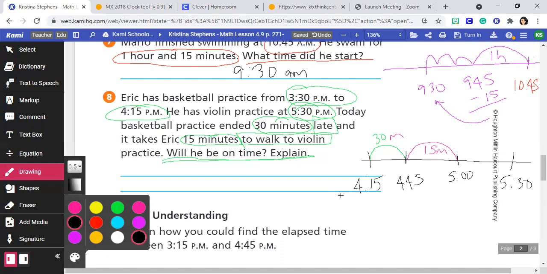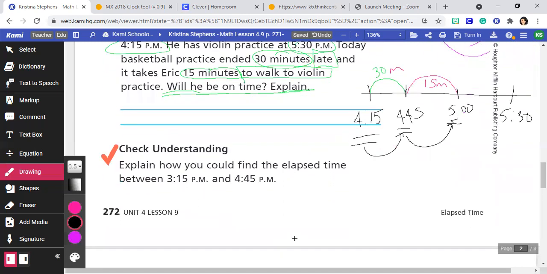So practice let out late, and he actually left at this time. It took him 15 minutes to walk to violin. Did he get there on time? I'm going to let you explain that answer, because whenever your teacher asks you to explain, they want you to use your words to answer the question to the best of your ability.